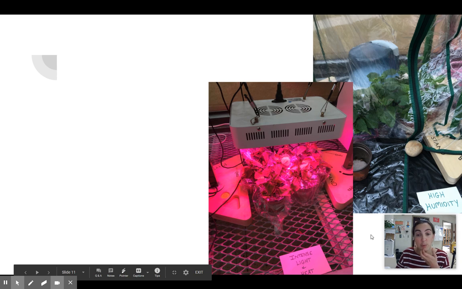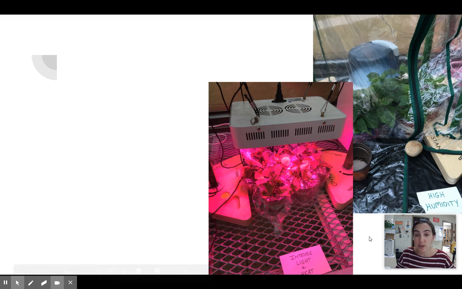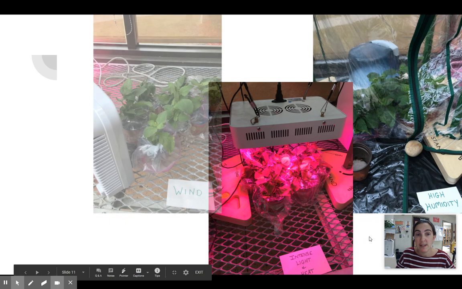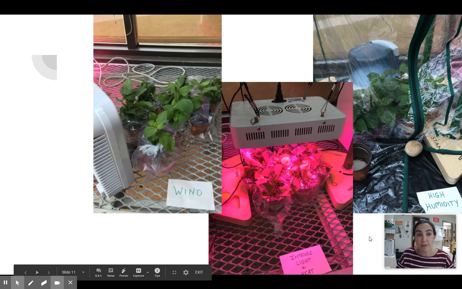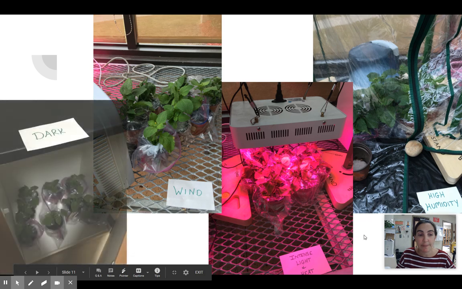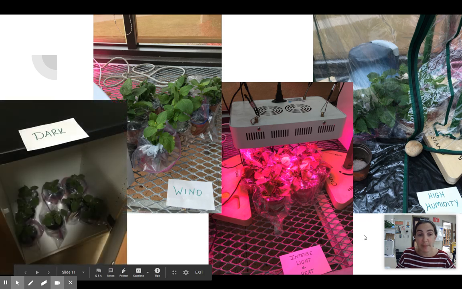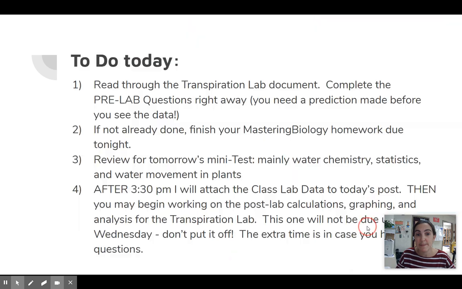Some of them were under this really intense light, which also added some heat. Some of the plants were sitting in front of a fan, so they were sitting in the wind for 5 days. And some were actually inside a cabinet, which was closed, so they were in the dark. And all of this was set up last Thursday, so they've been sitting there for about 5 days.